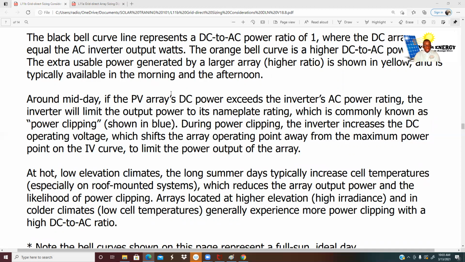In hot, low elevation climates, the long summer day typically increases cell temperature, especially on roof-mounted systems, which reduces the array output power and the likelihood of power clipping. Arrays located at higher elevation, with high irradiance and in cold climates, where cell temperature is low, generally experience more power clipping with high DC to AC power ratios. Very important to take into consideration.